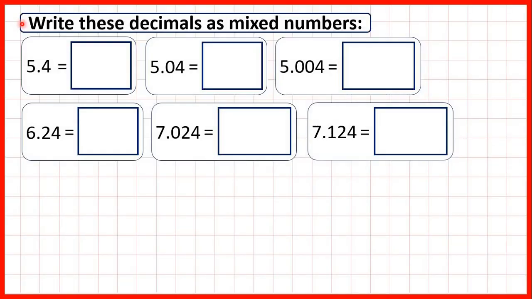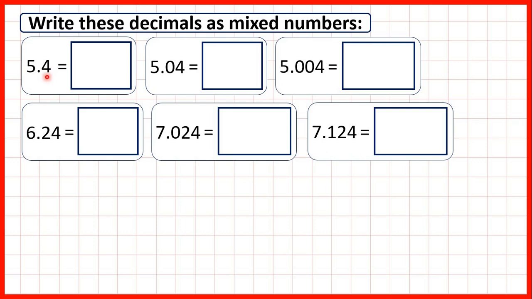We need to write these decimals as mixed numbers. So first, we have 5.4. Remember, the digit before the decimal point is the ones digit, so that tells us how many ones or wholes we have, and then the digit after the decimal point is the tenths digit.